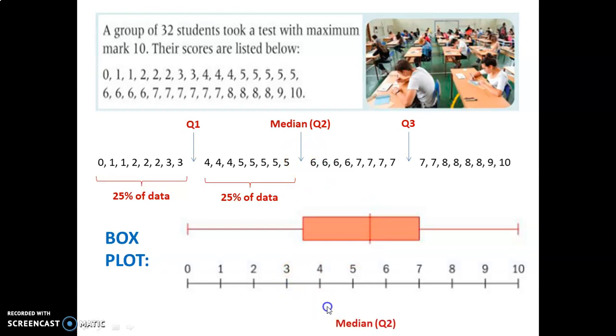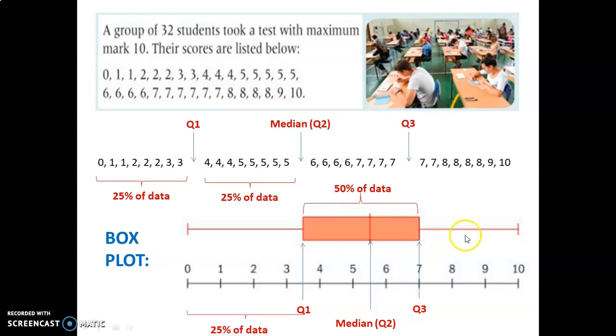Okay, great. There's our median. There's our Q1. There's our Q3. And our max and min at either end. Again, this is 25% of the data. This would be 50% of the data in the middle 50%, and then our upper 25% would be here.